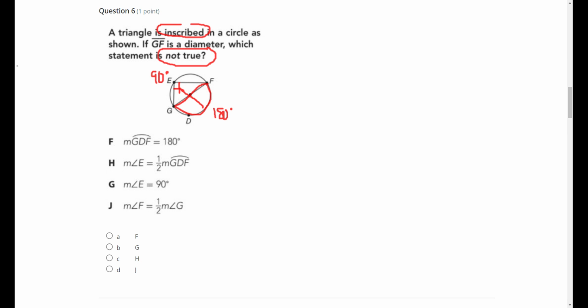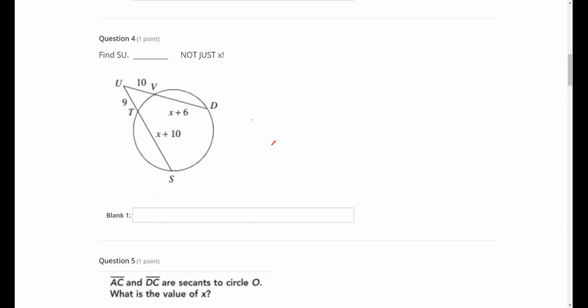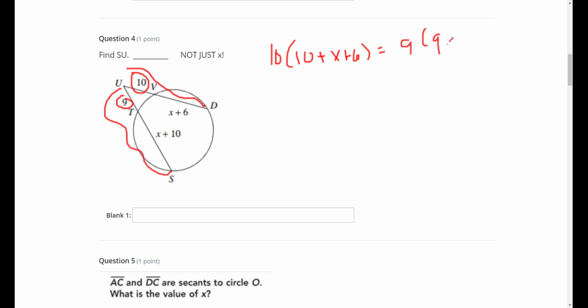So I've got the chat open. If anybody has a question, let me know. Yeah. So for this one, you want to do the outside times the total. So 10 times 10 plus x plus 6. And then the outside times the total. So 9 times 9 plus x plus 10.